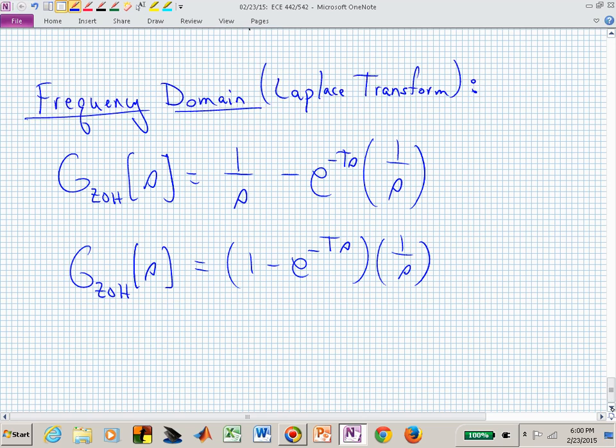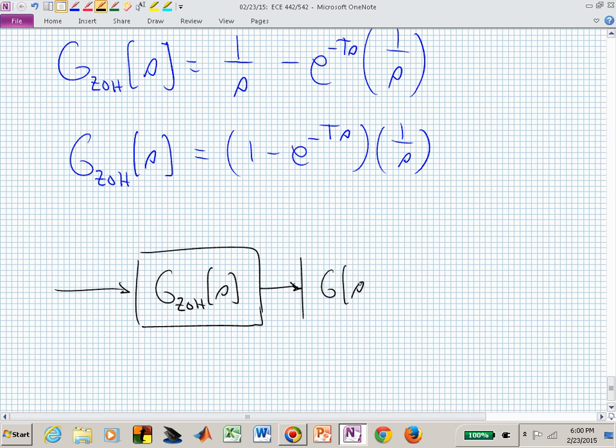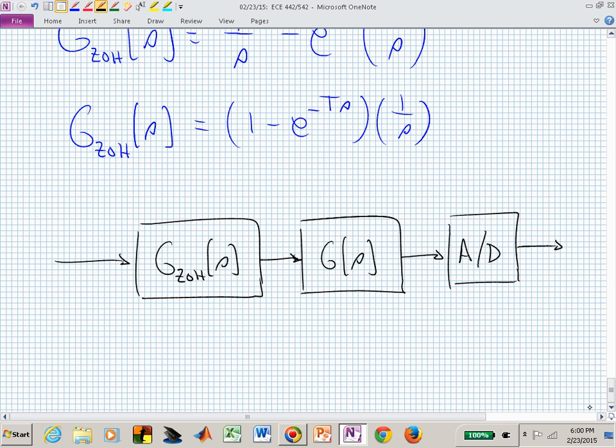Let's now illustrate what we have so far. We have a block diagram. We have G sub ZOH of S. That's the leftmost block. That then feeds our plant, G of S, and then that goes into our analog to digital converter. And that analog to digital converter has no dynamics, so it's not that critical.